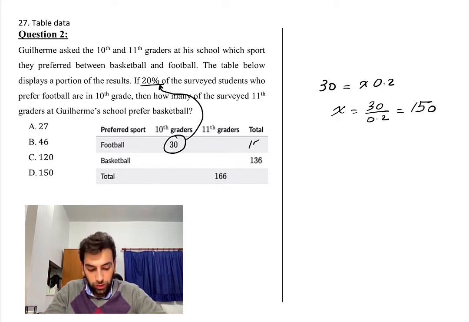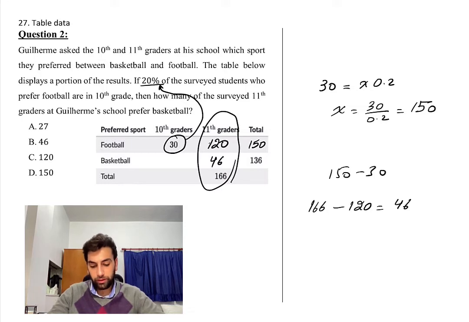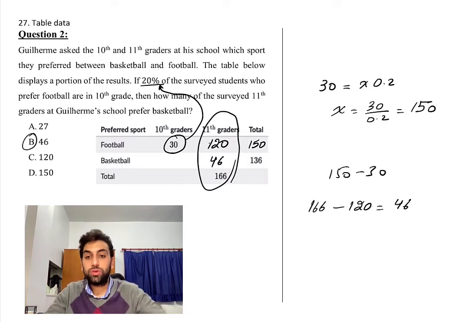And now, looking at the table again, we replace X by 150, and then we notice that the 11th graders who prefer football over basketball should be 150 minus 30, which is 120. Accordingly, looking at the 11th graders only, there are 166 total students, out of which 120 prefer football, so there are 46 who prefer basketball in the 11th grade. So the answer is choice number B.